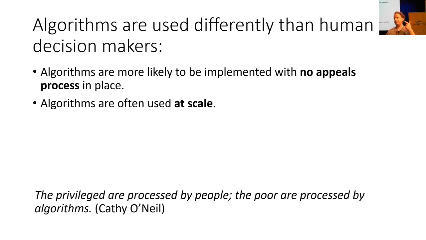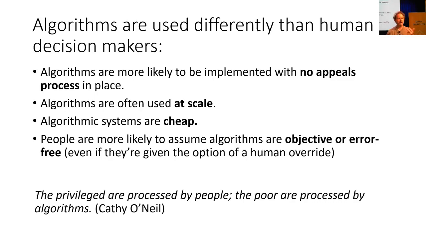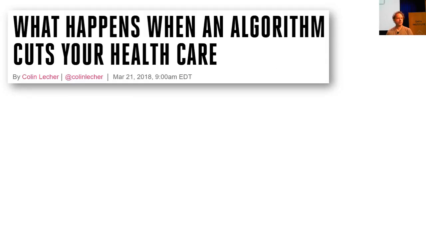They're often used to massively scale up decision-making systems because they're cheap. And then the people that are using the outputs of those algorithms tend to give them more credence than they deserve, because very often they're being used by people that don't have the technical competence to judge them themselves.